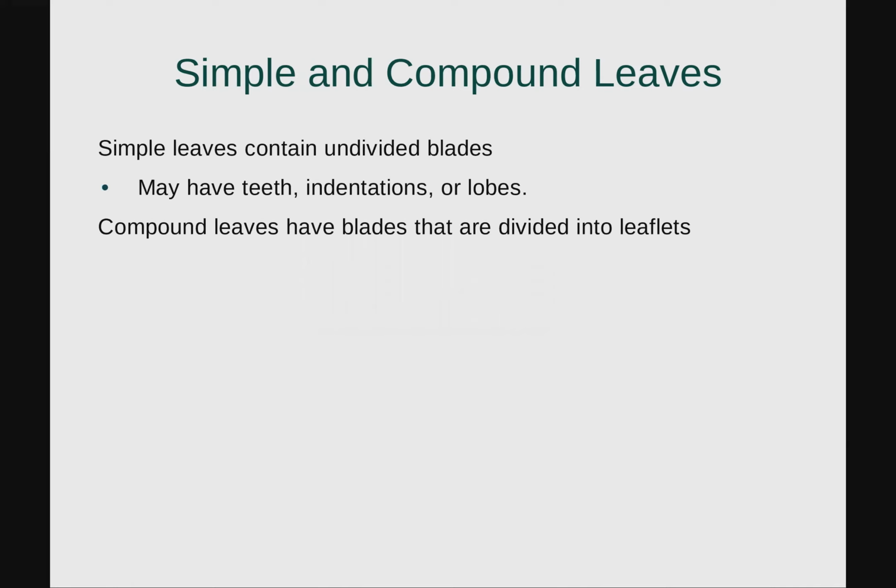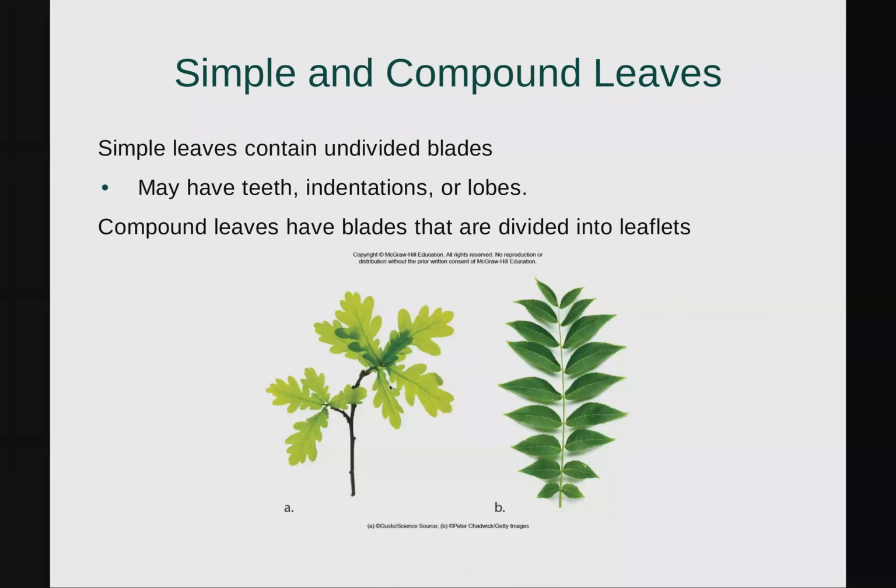Now, leaves can be simple or compound. Simple leaves contain individual blades. They might have teeth, indentations, or lobes, whereas compound leaves have blades that are divided into leaflets. So we have compound leaves here and simple leaves here. Nothing exciting, but again, two distinct types of leaves.